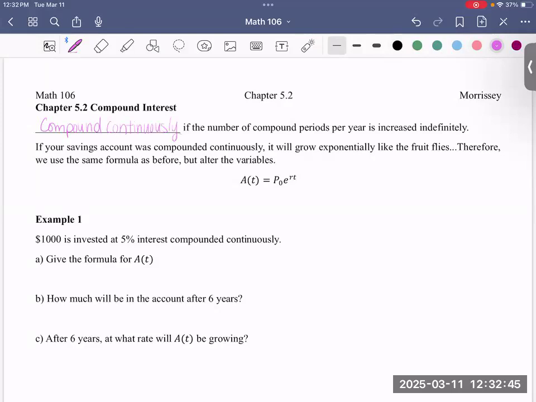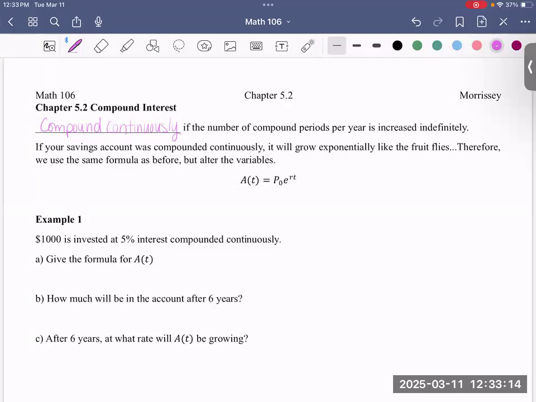If the number of compound periods per year is increased indefinitely. So how compounding works is that this is the interest that you've earned in that account that then just rolls over into your account. And so it is inflating your value, inflating your account, and it's happening over a set number of times per period.